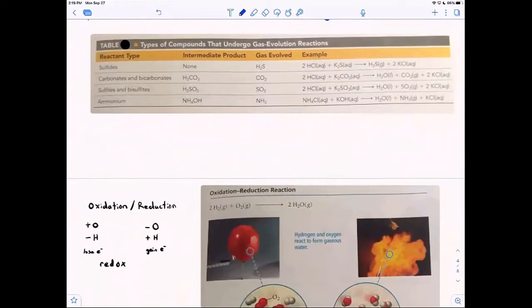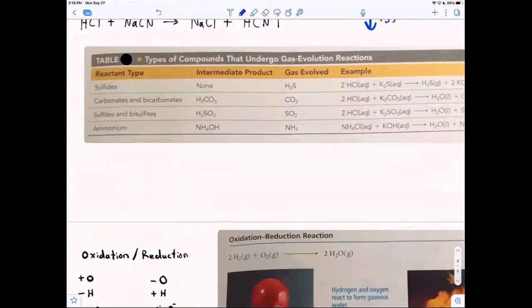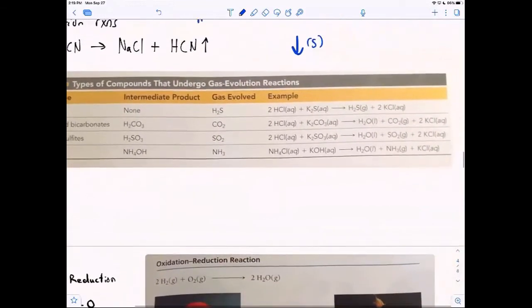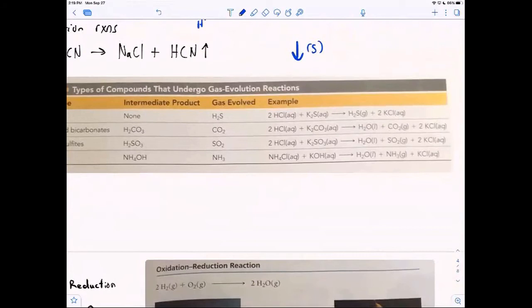Anyways, so let's talk about other types of gas evolution reactions. I mentioned hydrogen sulfide. So if you have acids plus a sulfide, like potassium sulfide, you will form hydrogen sulfide gas and a salt. The hydrogen sulfide, like I said, is really toxic and smells like rotten eggs. Humans can smell sulfides in the parts per trillion range, which is really small. So we don't like it. We don't like the sulfide smell.